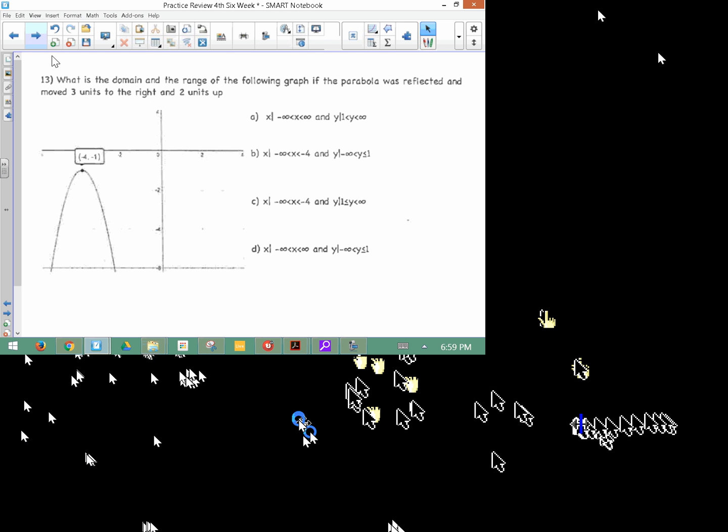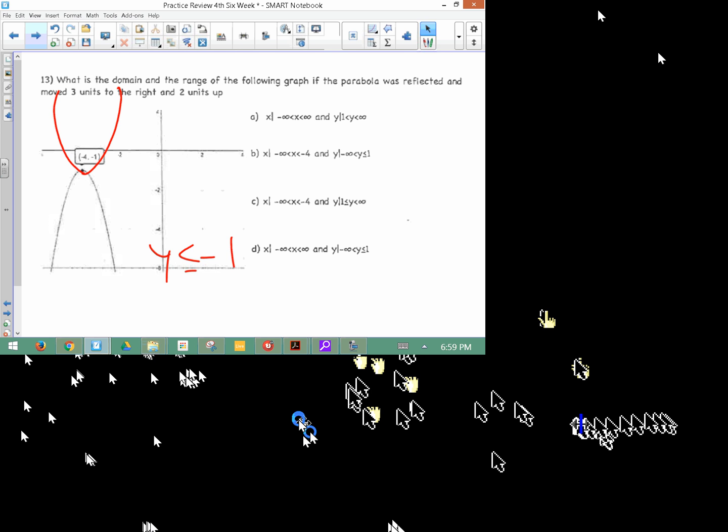What is the domain and range of the following graph if the parabola was reflected and moved 3 units to the right and 2 units up? And we're just going to imagine this. Right now, we know the domain is all real numbers. Not going to worry about that. The range of this graph as it is, y is less than or equal to -1 because it's the maximum point. If we reflect it, the graph looks like this.